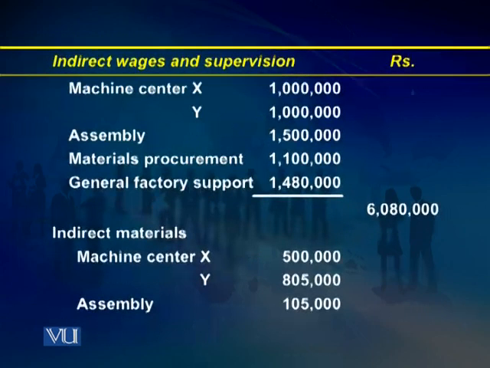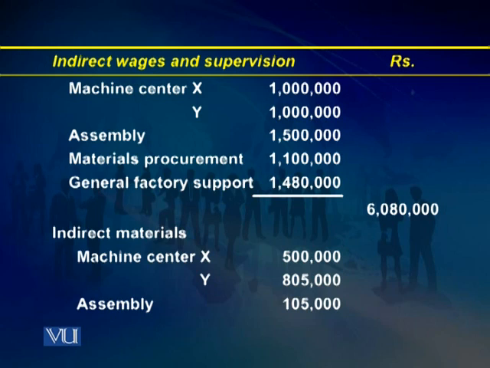Indirect wages and supervision. As you can see from the slide, this overhead of indirect wages and supervision has already been allocated to all the 5 different departments. One is the machine center X, the cost is 1 million. Machine center Y, the cost is also 1 million. The assembly section, the cost is 1.5 million. And the 2 service departments, materials procurement 1.1 million and general factory support 1,480,000. The total of this overhead is 6,080,000 and it has been, as we said, allocated to the 5 departments.